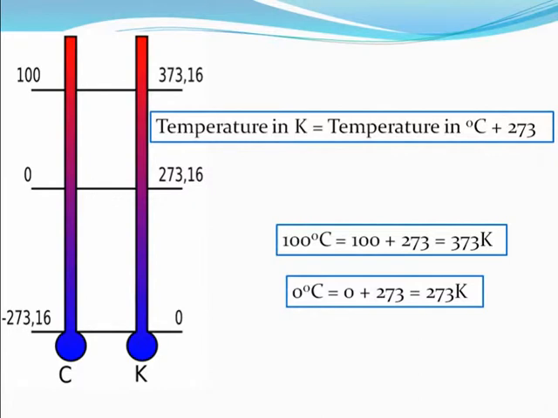Of course, ideally you should be adding 273.16 to it, isn't it? Because after all, we just learned that 0 degrees Celsius is 273.16 Kelvin. But we generally approximate 273.16 to 273 because in normal calculations it doesn't really matter if you write 273.16 or 273. So just add 273 to get the temperature in Kelvin.